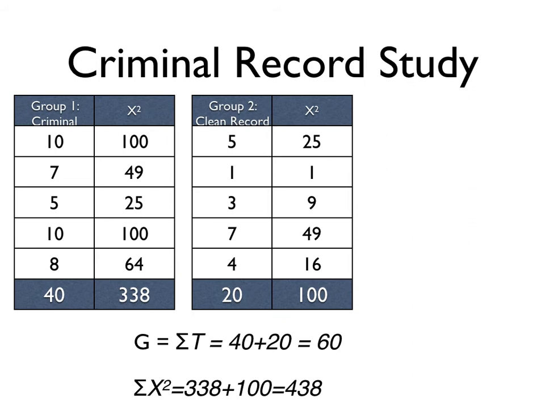So group 1, group 2, these were our T values. We got 40 for the criminal group. We got 20 for the clean record group. We got a G value of 60 then. So we'll add those 2 values together to get our G.